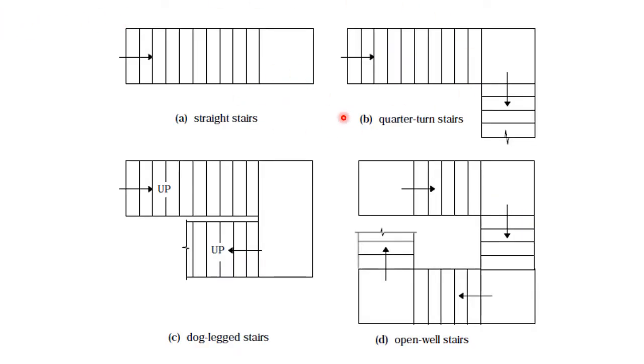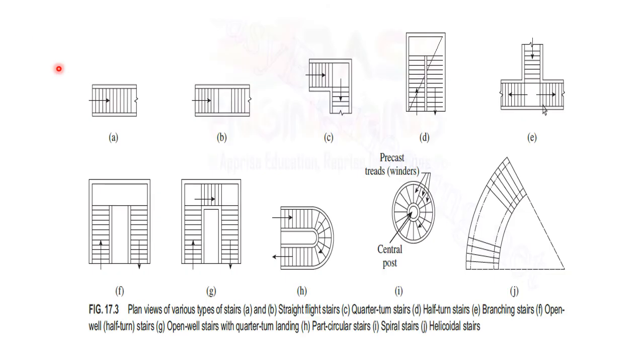Now these slides will give you some of the different types of arrangements of the staircase. The first one is called straight stairs, where all the stairs are provided in one flight itself. The second one is the quarter turn, where we turn at 90 degrees. The third one is the dog-legged staircase, and this is the one that we are going to design. The fourth one is called the open well staircase. These are some of the other arrangements.